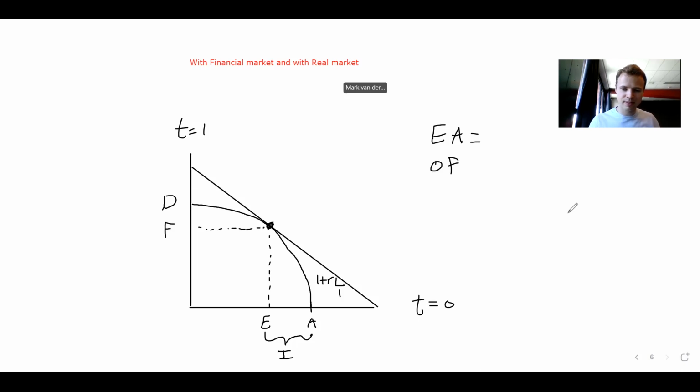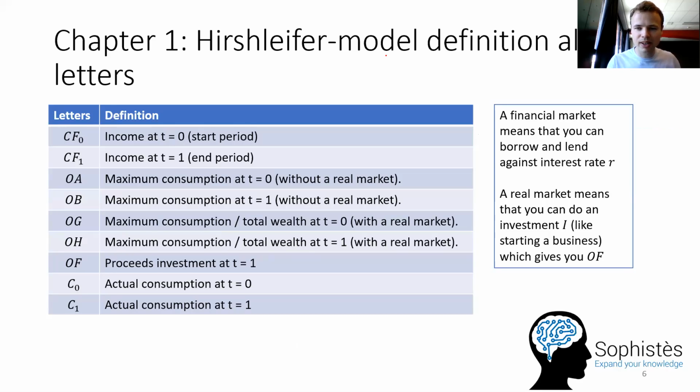So now if we go back to the slide, I think you already know a lot of variables. You can check for yourself. You should know the CF0, the income today, CF1, the income next year, OA, which is the maximum consumption without a real market, OB, the maximum consumption without a real market, but then next year. OG, we didn't discuss. OH, we didn't discuss. OF, we already did discuss. That's the proceeds of your investment that we just saw, and the C0 and the C1. So then the only question is, what is then the OG and the OH?